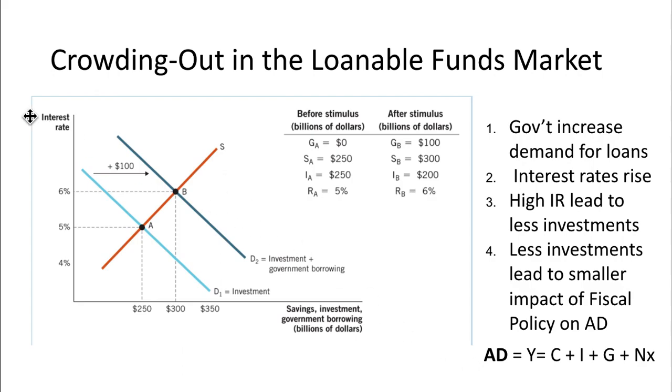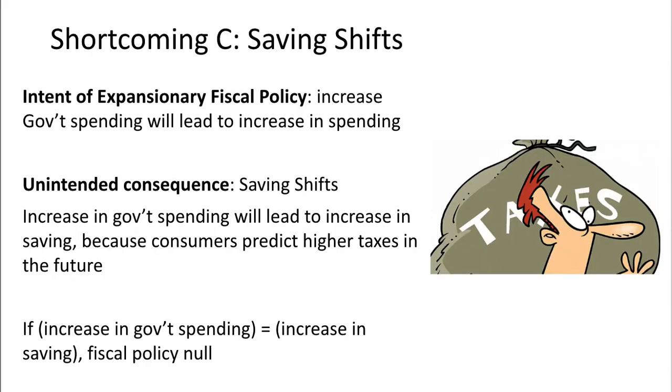And so if we have a higher interest rate, that is going to negatively impact the amount of loans that businesses are going to want to take out. And so businesses are saying, I don't want to take out as many loans. There's a really high interest rate. And so those businesses will be taking out fewer loans, having less investment. So there'll be fewer capital goods purchased by businesses. So that increase in government spending might actually decrease the investment of the nation, again, having a smaller impact on AD than intended. And so then the last flaw or shortcoming of fiscal policy is this idea of saving shifts.